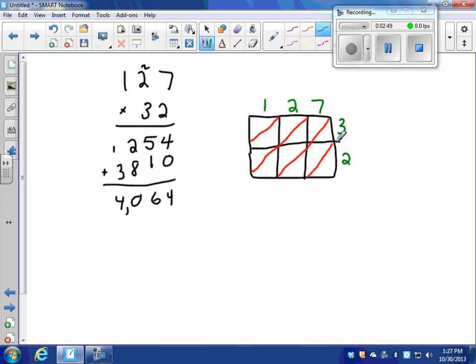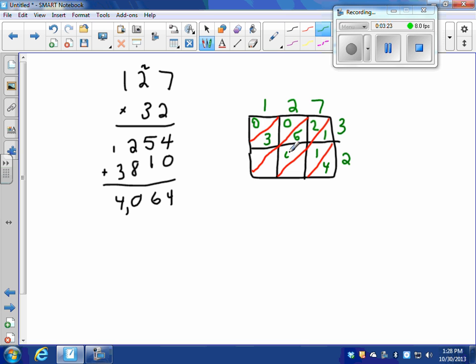So now as I multiply, I'm going to multiply 3 times 7, and that's going to give me 21. So the 2 goes in the upper diagonal, and the 1 goes in the bottom diagonal. 3 times 2 is 6. So I would put a 0 here and a 6 here. And then 3 times 1 gives me 3. So I would have a 0 and a 3. 2 times 7 gives me 14. So the 1 goes in the upper part of the diagonal. The 4 goes in the lower part.